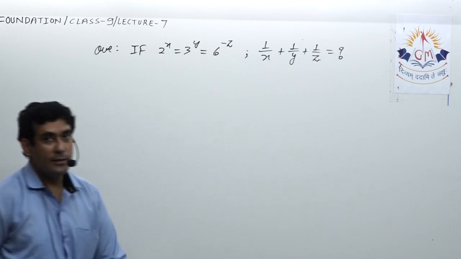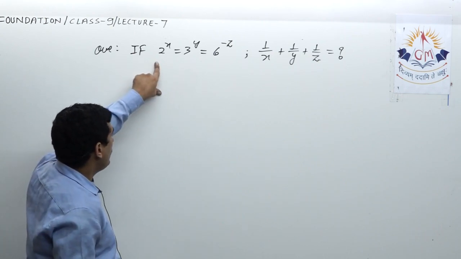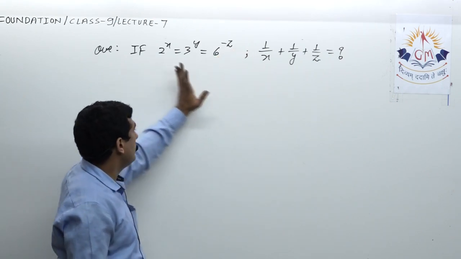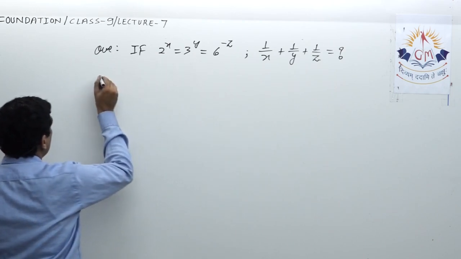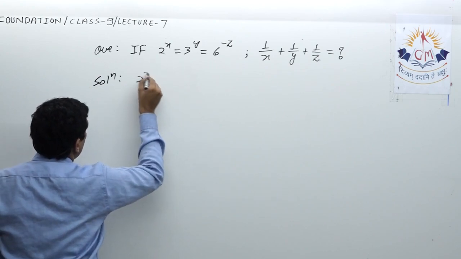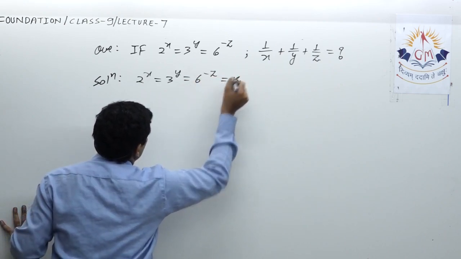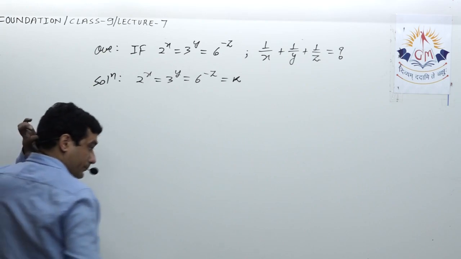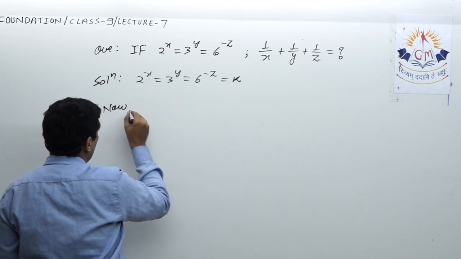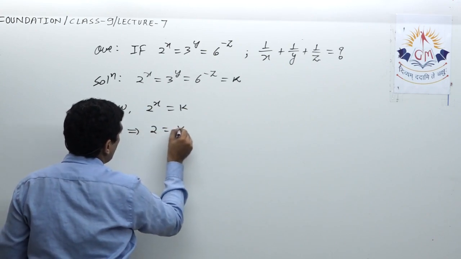If you remember, in the last lecture we had the last question of a similar type. Over there it was 2 raised to x equal to 3 raised to y is equal to 12 raised to z. I told you how to solve this. First of all, we'll say all these three are equal to k. So let 2 raised to x is equal to 3 raised to y is equal to 6 raised to minus z is equal to k. Now we'll take these terms individually. 2 raised to x equal to k gives me 2 is equal to k raised to 1 upon x.